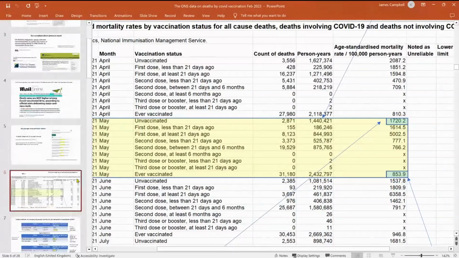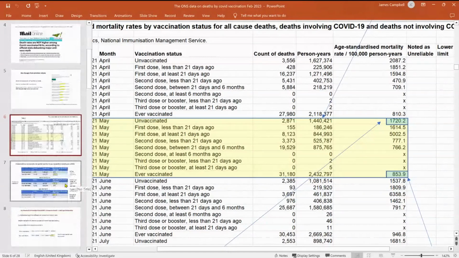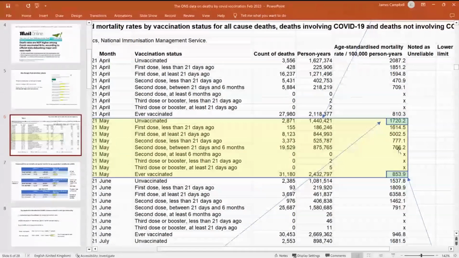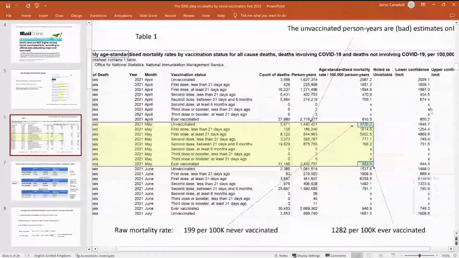And this is supposed to account for the age confounding, which is certainly inevitable, because a much higher proportion of the unvaccinated are young people, where you get very few deaths anyway, whereas in the vaccinated, obviously most of the older people are vaccinated, and that's where the deaths occur. So if you're going to lump everyone together, you do have to do that adjustment. And just moving on, to the right, it also gives this lower confidence limit and the upper confidence limit. That's simply giving their so-called 95% confidence levels, i.e. they're 95% sure that that metric wouldn't go below, for the unvaccinated, 1,648, etc.